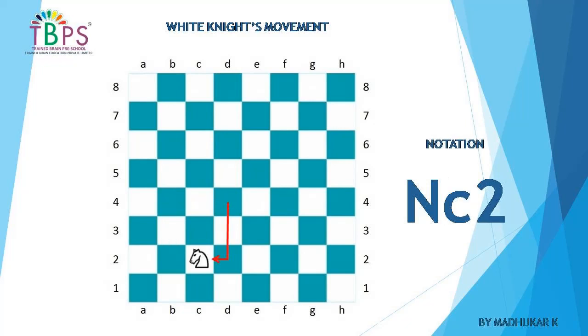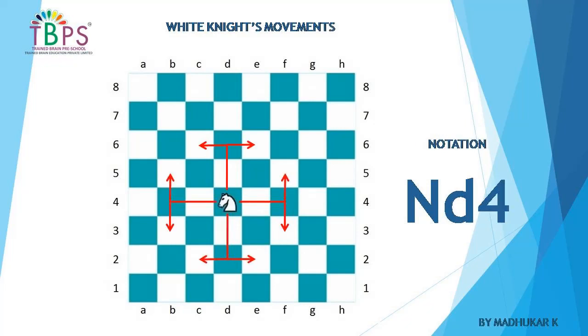ND4 can also move to NC2. This piece moves 2 steps vertically downwards and 1 step horizontally towards left. Another move for ND4 is NE2. This piece moves 2 steps vertically backward and 1 step horizontally towards right. Lastly, the D4 knight can move to F3. So the notation of this move is NF3. That is 2 moves horizontally towards right and 1 move vertically downward.